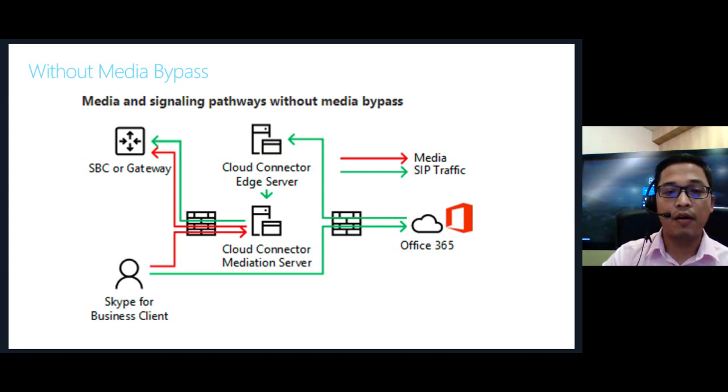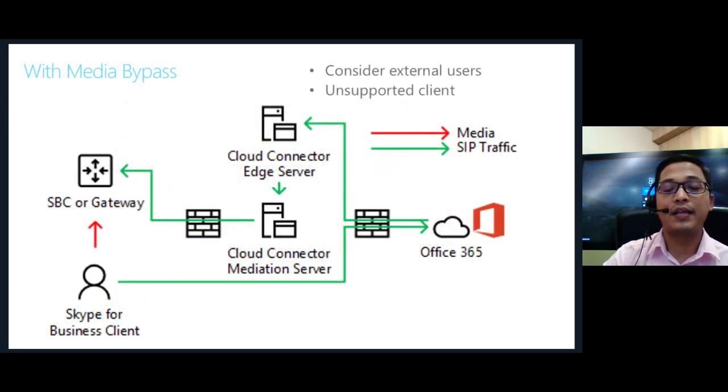Okay, now we talk about media bypass. What difference does it make? The difference is that with media bypass, signaling takes the same path, but media flows directly between the Skype for Business client and the SBC gateway, as you can see in the picture. And also, you have to ensure that there is no firewall filtering rule between the Skype for Business client and the SBC gateway, because if you have a firewall between the Skype for Business client network and this SBC gateway, there would be an obstruction and the call will fail.